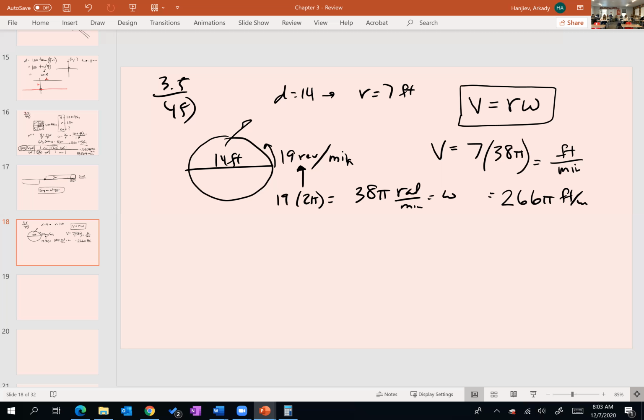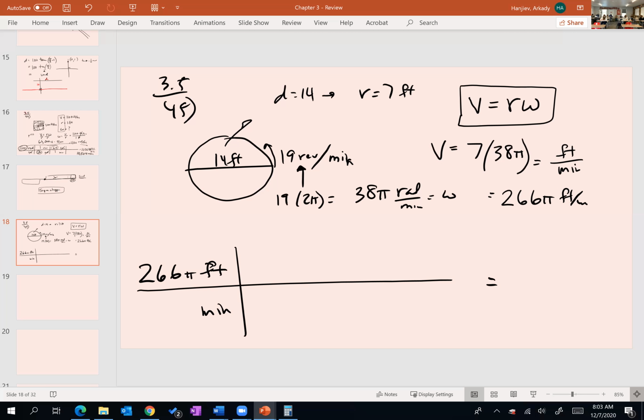And I think we're ready. Here's our dimensional analysis again. 266 pi. I got feet, and we're going to go like this again, and minute is down here. So it's all yours to try this one now. I need eventually miles on top per hour. That's what I need. So how fast are these cable cars moving?